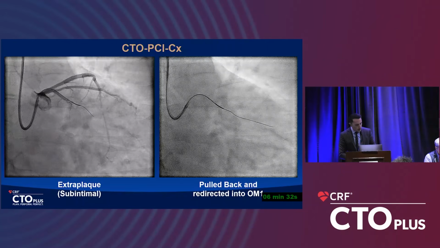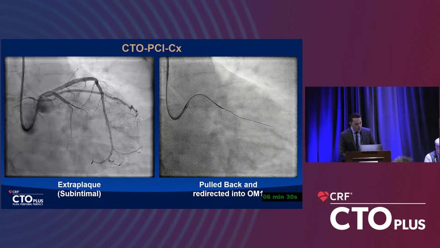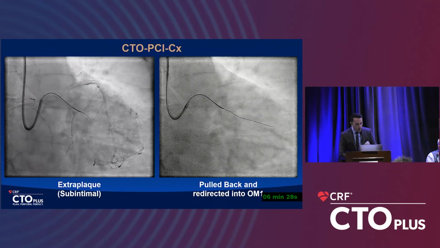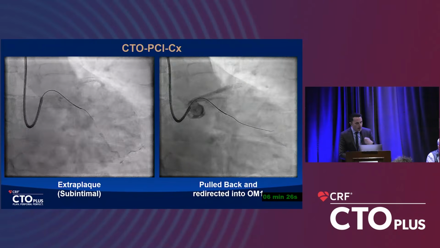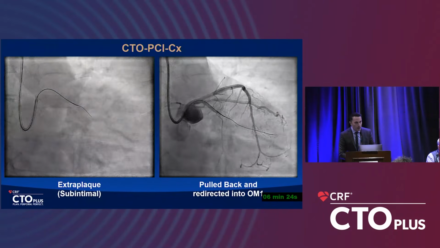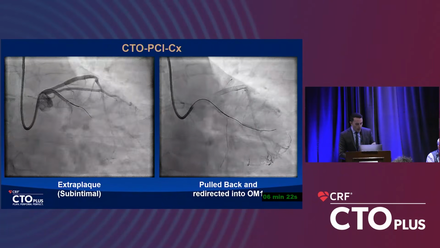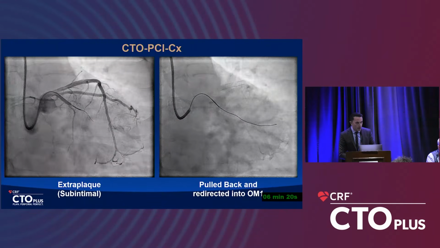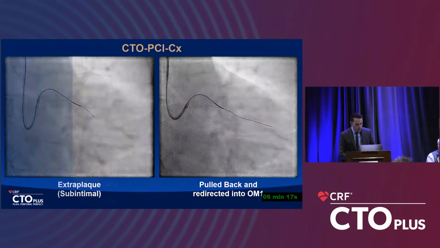My initial trajectory actually is extra plaque. But because I have the Act 1 technology, all I did is pull it back a bit and easily access the OM1. Now, I'm not happy yet because I still have to access my mid-circ and OM2. So what did I do?